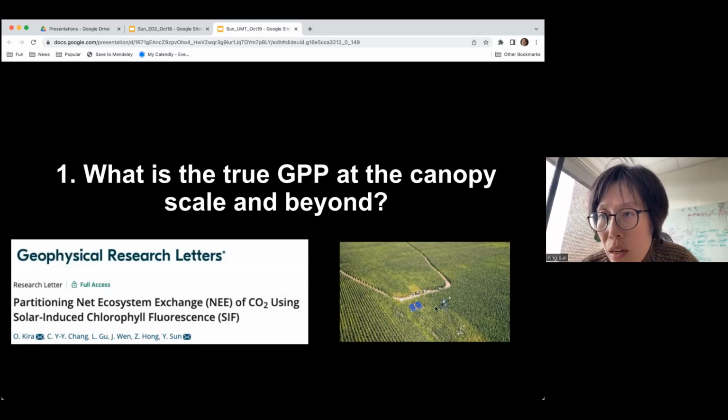So this is the image taken by a UAV in our cornfield. From here, you can see there are two towers. One is the SIF tower, the other is the Cornell tower, both powered by solar panels.